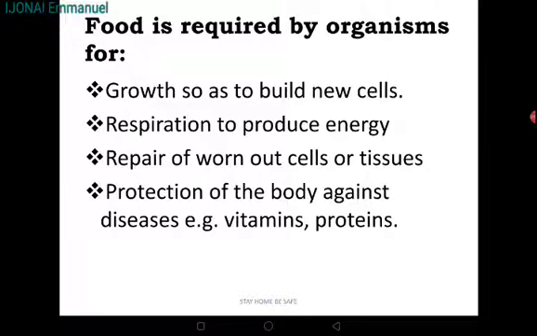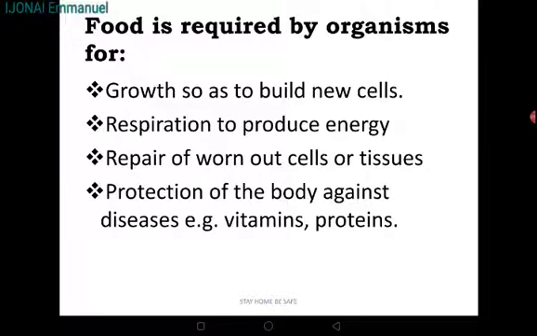We need food for respiration to produce energy. We know that we have a lot of energy demands in our bodies, and it is food. There is food which is called energy giving food. We also need food for repair, especially for the worn out tissues and cells. When you get an injury, you realize after some time it heals and the tissues are repaired. So food performs that role. And then we need food for protection against disease. So we need vitamins and proteins. Well, that's great. That means we really need food in our bodies.